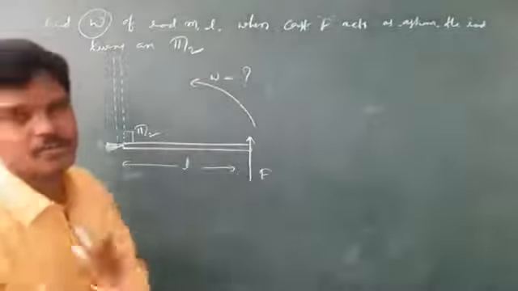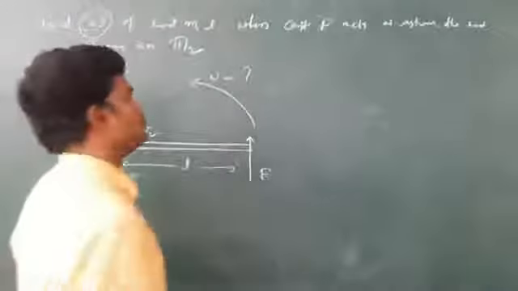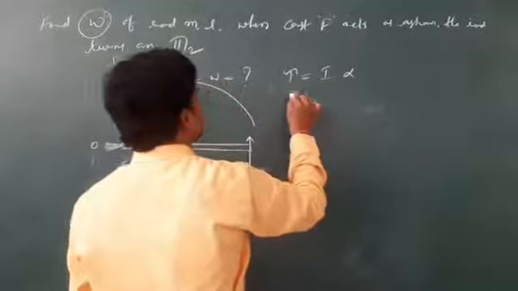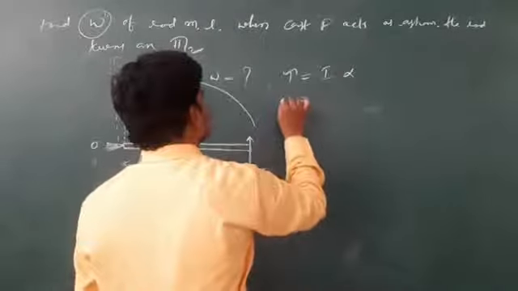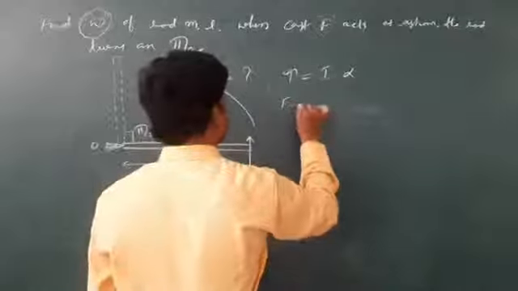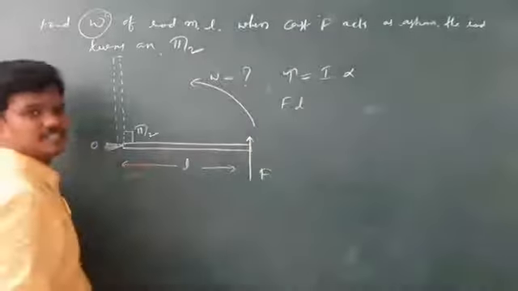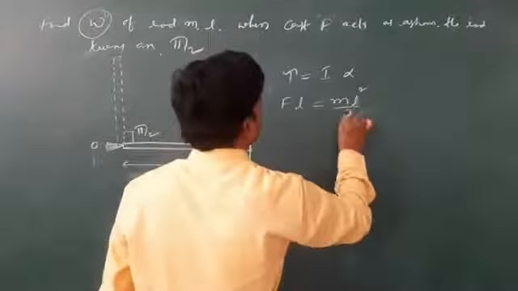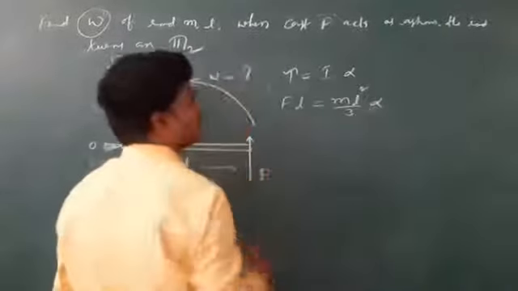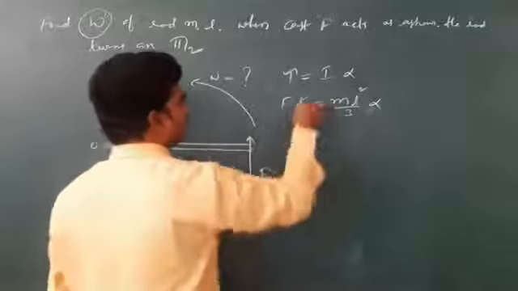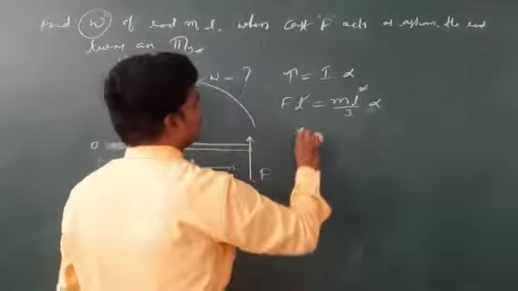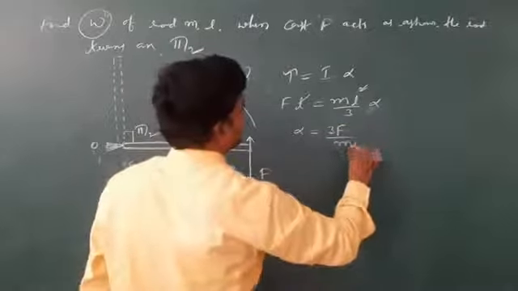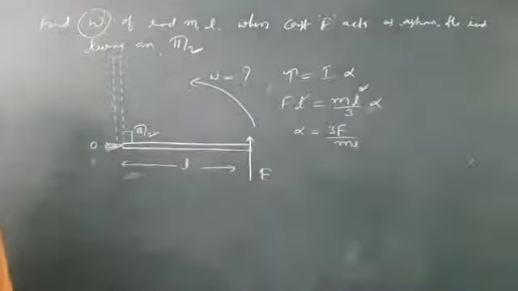To get omega, we need to get alpha. How to get alpha is very clear. Tau is equal to I alpha. Tau is nothing but force into distance, F into L, and this equals mL square by 3 times alpha. You can strike off this L. So alpha is 3F by mL.